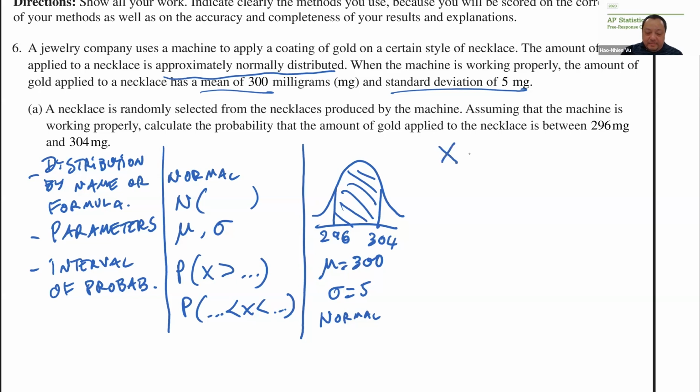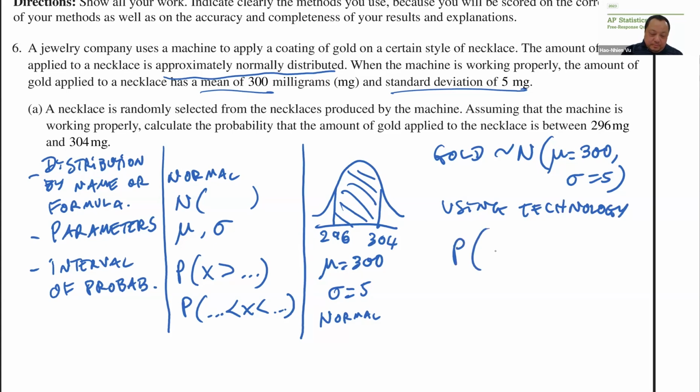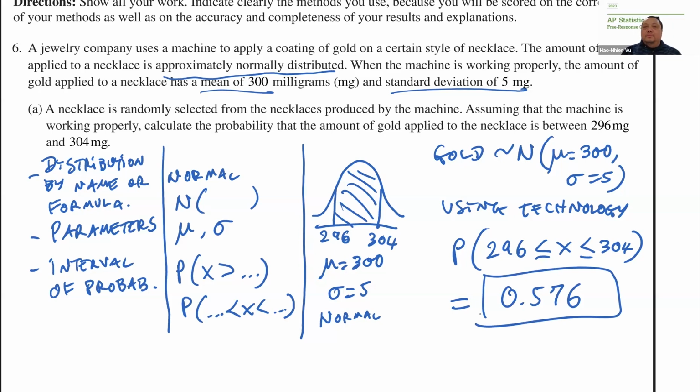Alternatively, I can say that the gold amount is distributed according to the normal distribution. And then I have my interval by writing P open parentheses and then the two numbers. And the answer is 0.576.